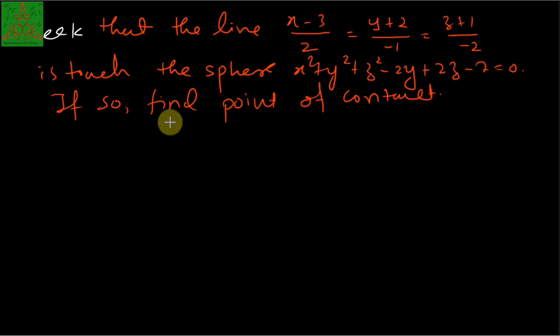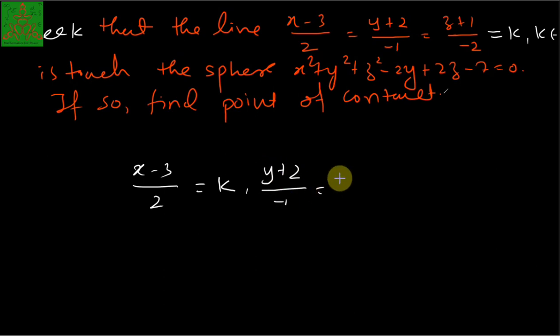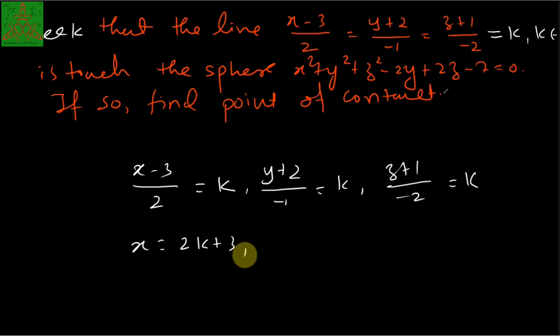So here (x minus 3) upon 2 equal to k, we are assuming this is equal to k, for k belongs to R. So we'll have (x minus 3) upon 2 equal to k, (y plus 2) upon minus 1 equal to k, (z plus 1) upon minus 2 equal to k. So that will give you x equal to 2k plus 3, y will be minus k minus 2, and z is minus 2k minus 1.